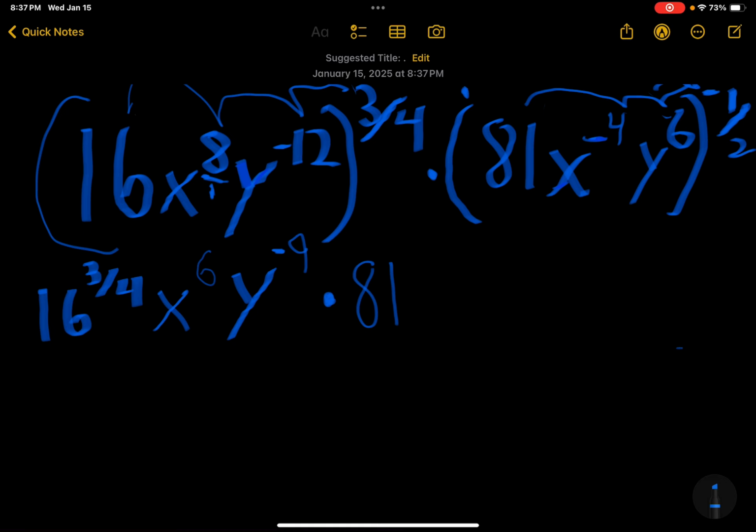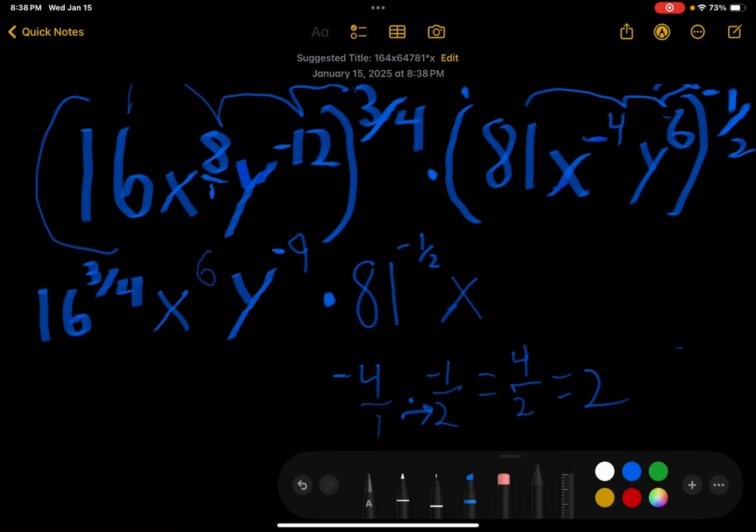So we got 81 raised to the negative 1 over 2. Then we got x to the power of negative 4. So we have to do negative 4 times negative 1 over 2. So negative 4 over 1 times negative 1 over 2. Negative 4 times negative 1 is 4. 2 times 1 is 2. 4 divided by 2 is 2. So that's x to the power of 2.